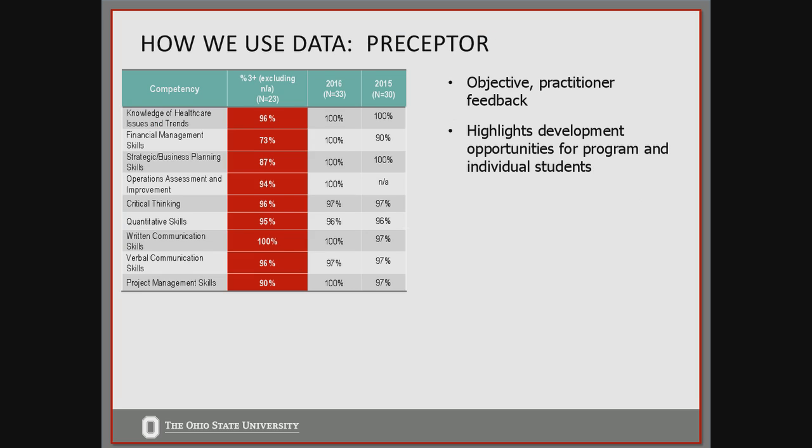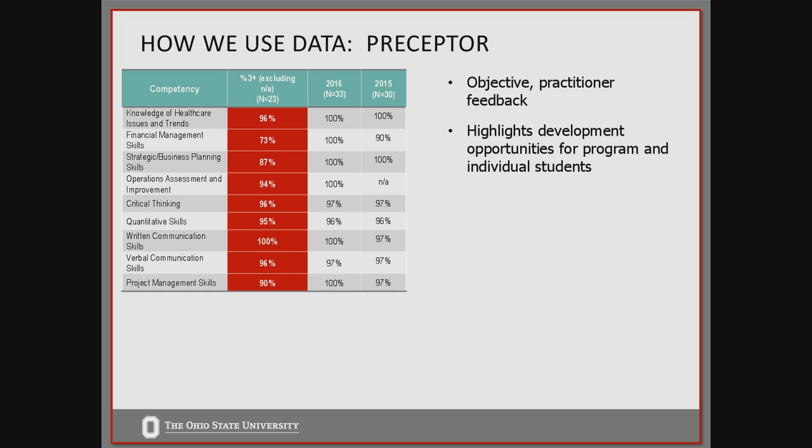The next piece of data we get is from the summer administrative residency preceptors. It's part of the evaluation process. We don't ask them to assess all of the competencies, but a subset, which are listed here and observed during the residency. This is a great piece of data. In terms of the timing, it's halfway through the program, but it also gives us an objective view and practitioner feedback on our student competencies.